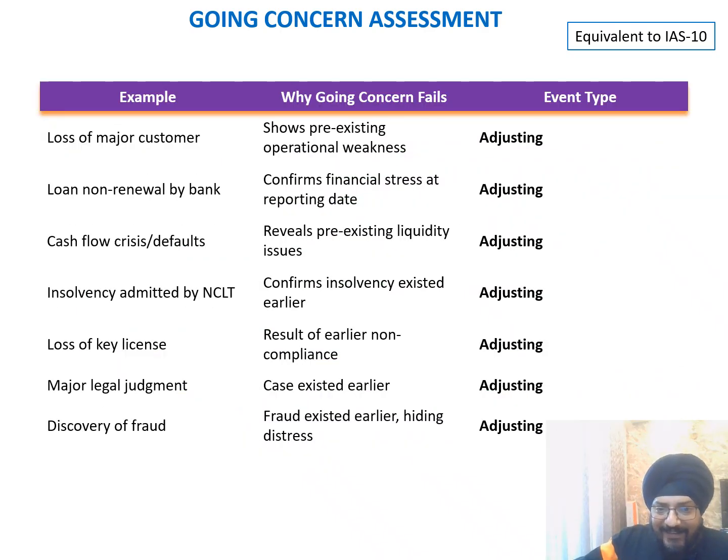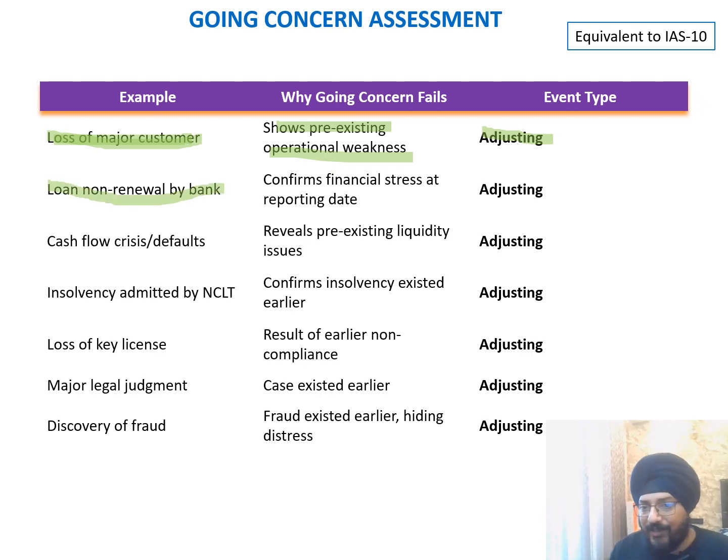Okay, so we'll spend some time and look at the trigger points because of which the revalidation of the going concern assessment has to be done. Loss of a major customer, because it has an impact on my entire revenue, which shows pre-existing operational weakness, and hence this requires an adjustment, and my going concern assessment has to be revalidated on the basis of this new event. Loan non-renewal by bank.